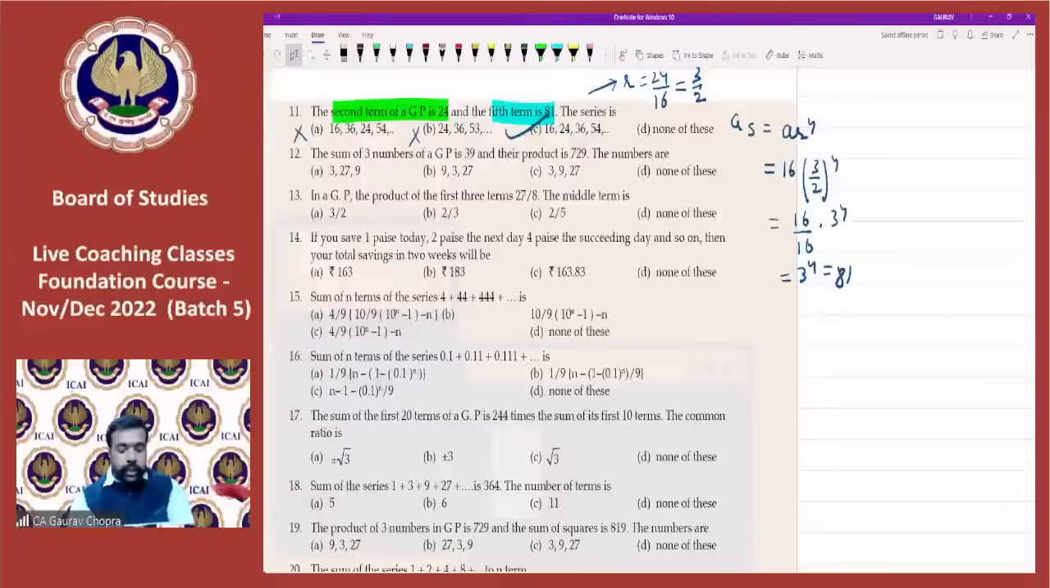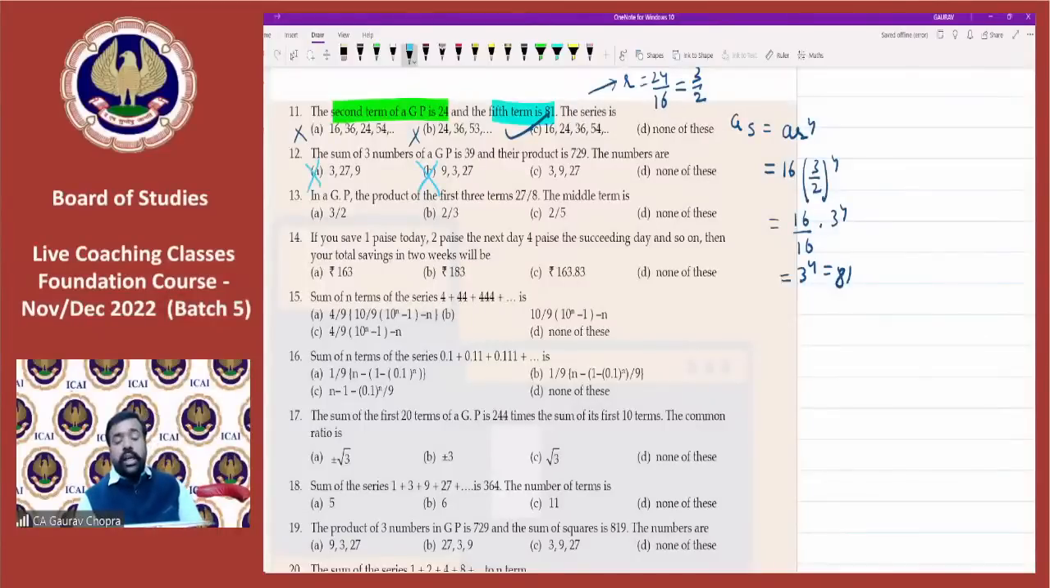Then next one, 12. The sum of three numbers of GP is 39 and their product is 729. Then find the numbers. So clearly we can solve from options. But if we see the option number 1, 3, 27 and 9, value is increasing and then decreasing again. So it cannot be GP. First is wrong. Second, 9, 3, 27, value is decreasing and then increasing.